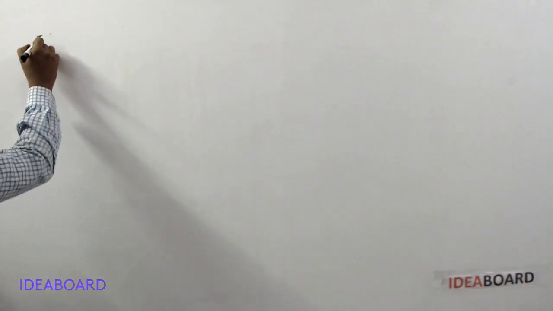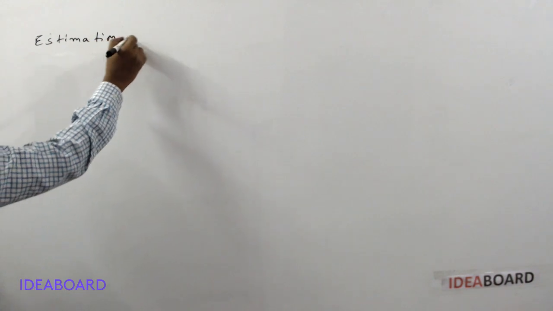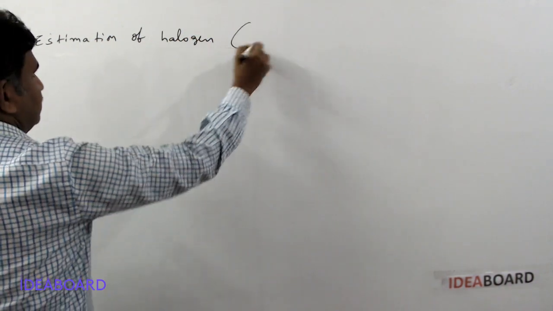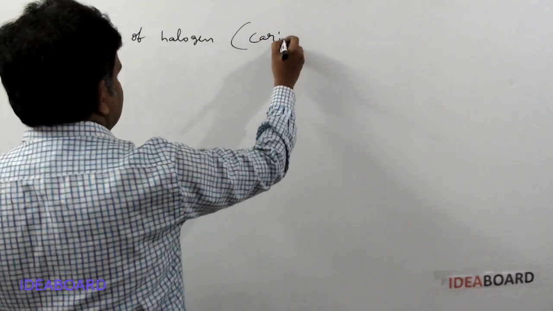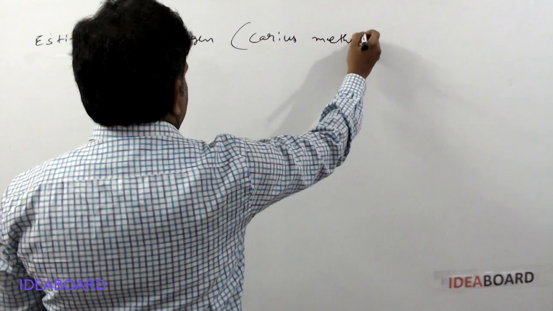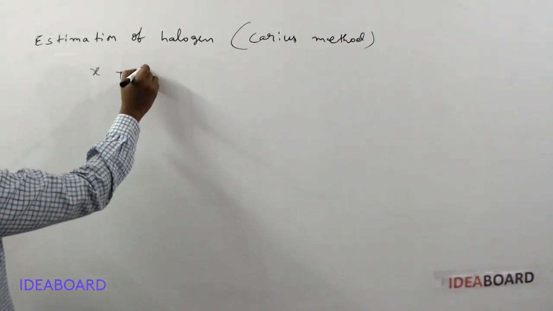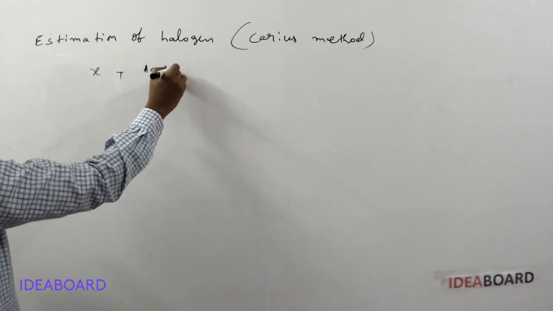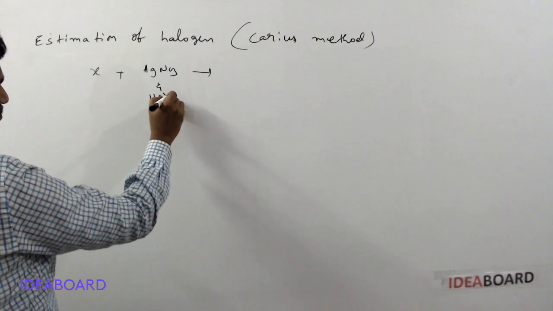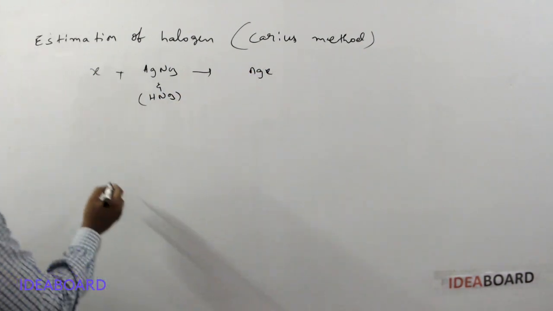The next one, estimation of halogen. Here for the estimation of halogens we can use a method which is called Carius method, Carius tube method. In this method, the halogen containing organic compound is treated with silver nitrate, and HNO3 is also mixed. Okay, then the compound is converted to AgX.